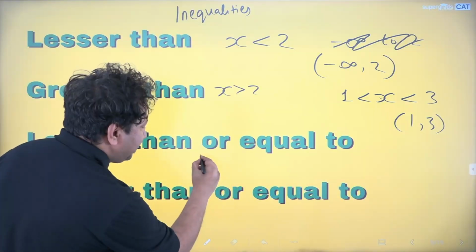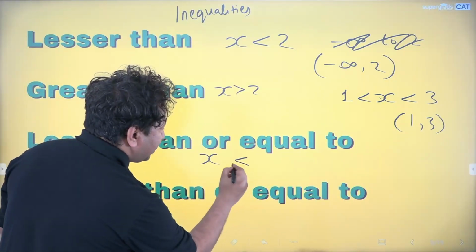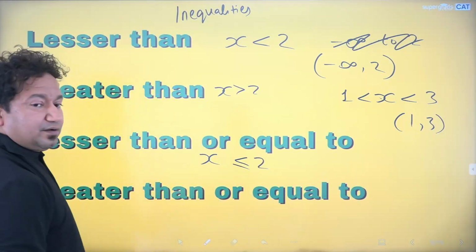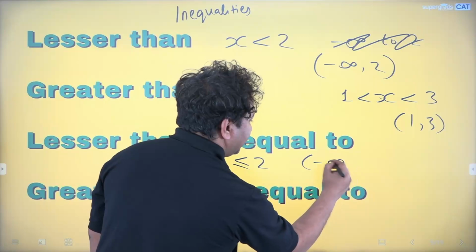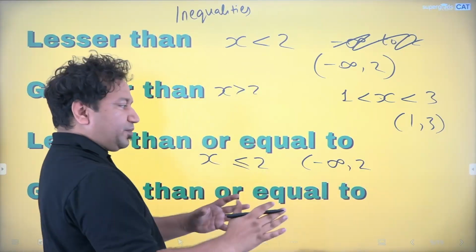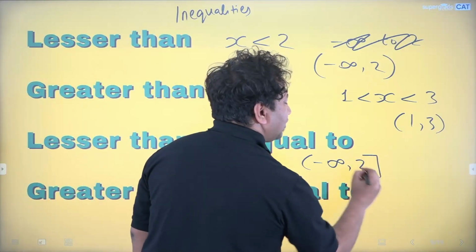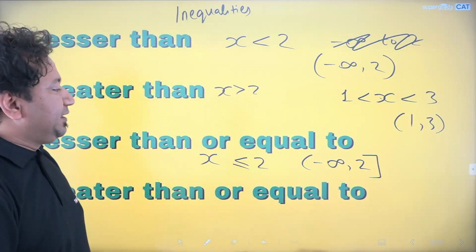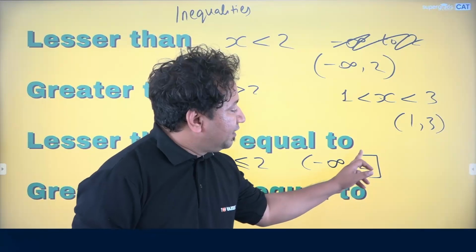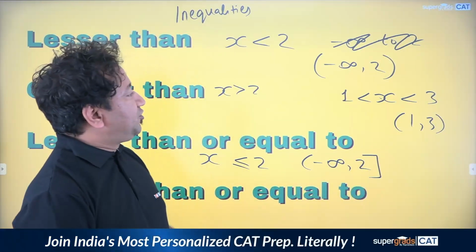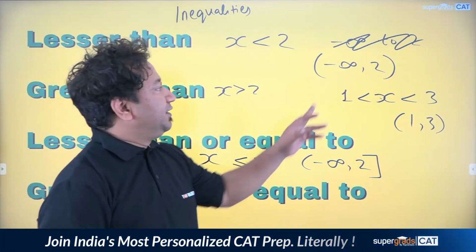Now here lies the main thing. x is less than or equal to 2. If I write that, what does it mean? In terms of intervals, it will be minus infinity to 2, and 2 has to be included. So we'll put a square bracket over here. So essentially, I'm trying to say when we have to include the extremity, we'll use a square bracket. When we have to exclude the extremity, we'll use a simple bracket.